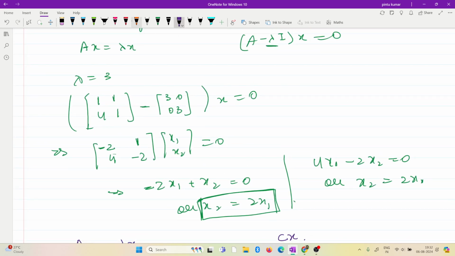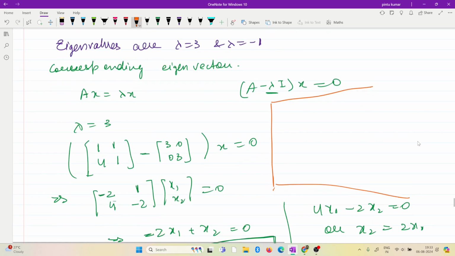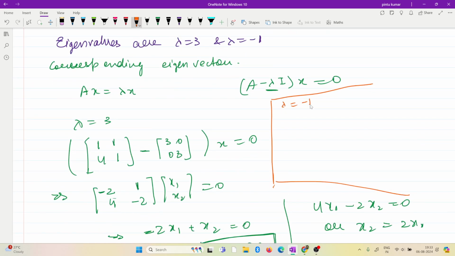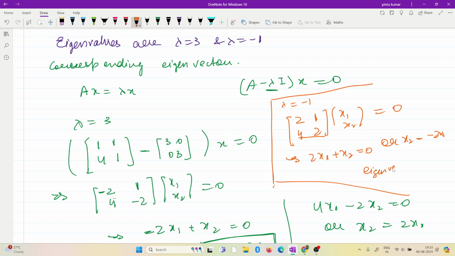Similarly, I did the calculation in an elaborate way; let's now do it for lambda equal to -1. For lambda equal to -1, A minus lambda I times x equal to 0 would mean 2, 4, 1, 2, times x1, x2 is equal to 0. This would mean 2x1 plus x2 is equal to 0, or x2 is equal to minus 2x1. You can see that from the second row also you will obtain the same condition. So an eigenvector can be written as 1 comma minus 2.